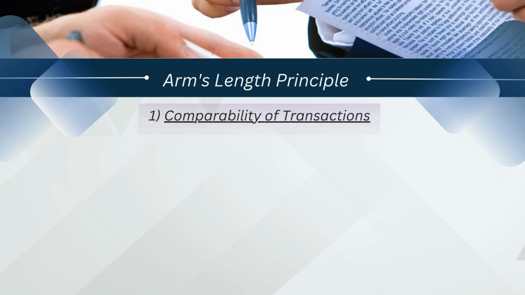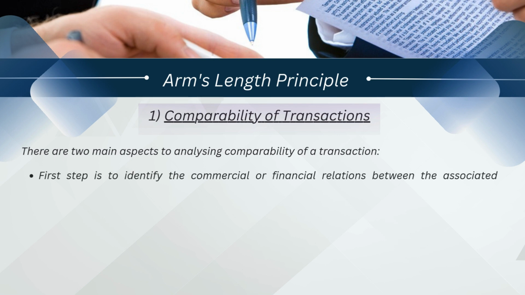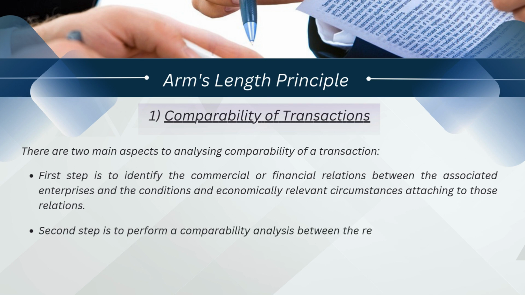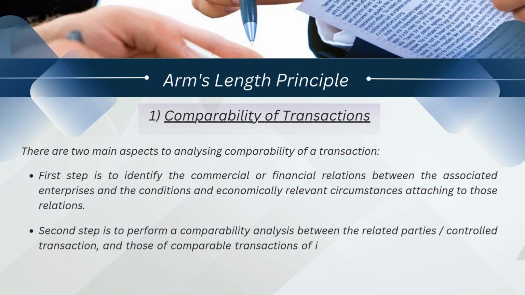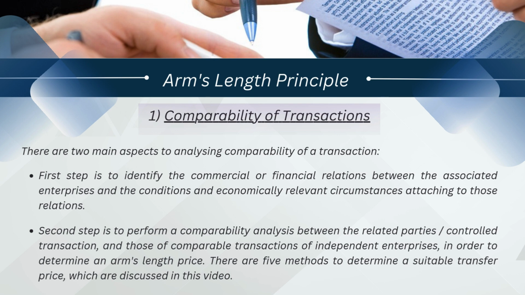Comparability of transactions. There are two main aspects to analyzing comparability of a transaction. First step is to identify the commercial or financial relations between the associated enterprises and the conditions and economically relevant circumstances attaching to those relations. Second step is to perform a comparability analysis between the related parties or controlled transaction and those of comparable transactions of independent enterprises in order to determine an arm's length price. There are 5 methods to determine a suitable transfer price, which are discussed in this video.